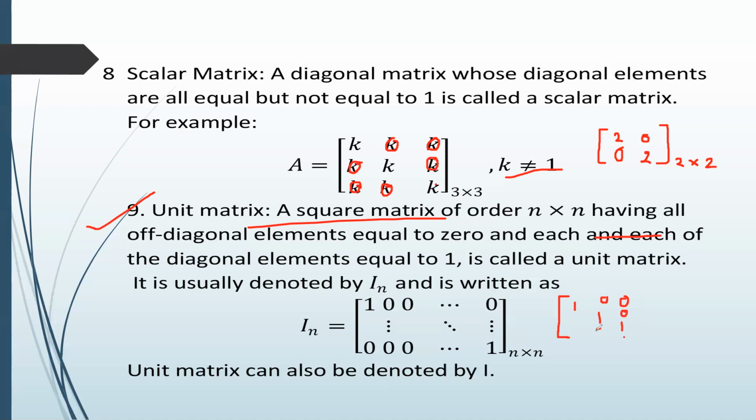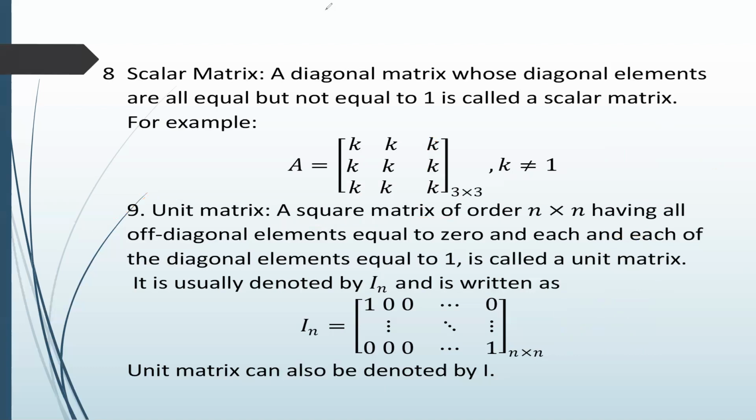So is that clear how we can make a unit matrix of any order? And usually we denote a unit matrix by I. Okay, so if you have any doubt you can ask.